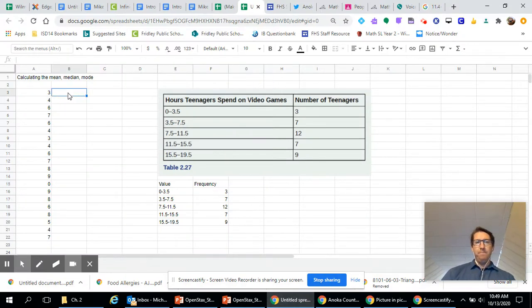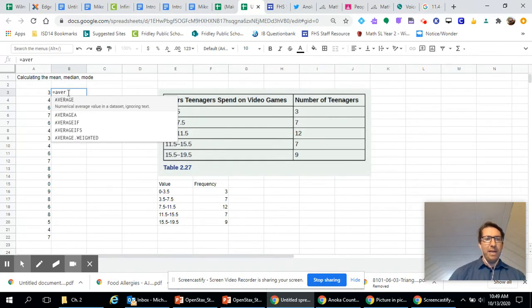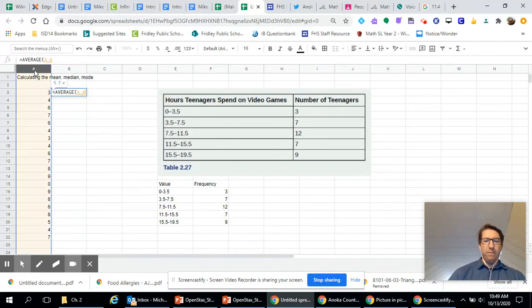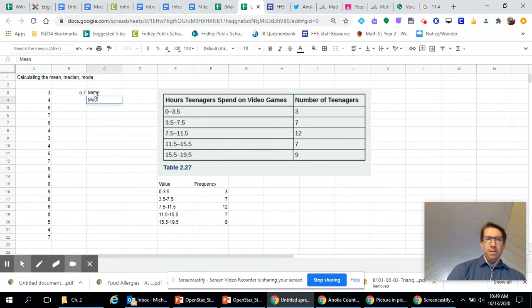So here we have some data, and we've worked on this before. Remember, to find the mean, we type in average. We go to our data set. We can label this mean, median, mode. So I'll just show this again. We type in median, go to our column, hit enter. For the mode, we go here. Straightforward, it's nice, it does it all for us.